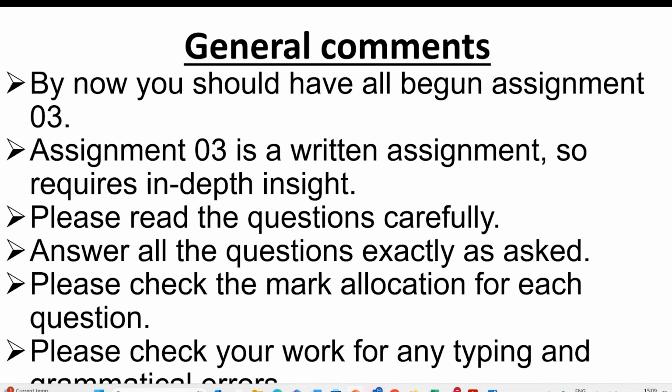Please check the mark allocation for each question. If it's worth 20 marks, it's no good just writing 1 or 2 sentences. Generally, 1 mark for 1 relevant point. So if it's 20 marks, make sure you have 20 relevant points.